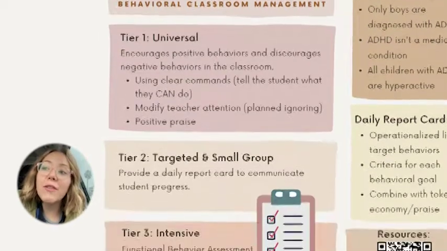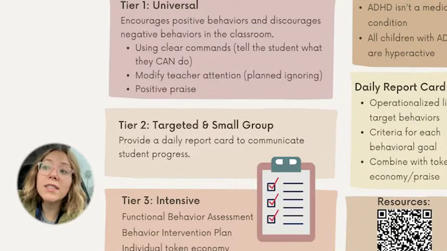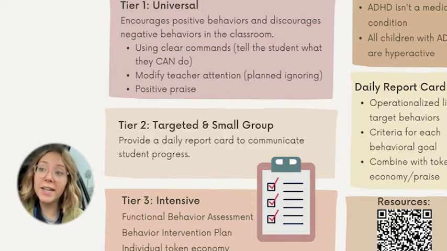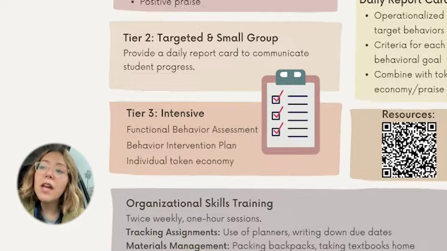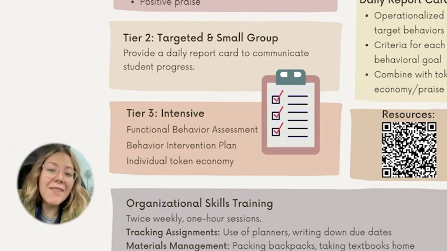At the tier 2 level, students who would benefit from more targeted support can begin doing things like receiving a daily report card, have some responsibility with their parents and their guardians, and that can help with more specific behaviors. They can even do a token or reward system. And then at the tier 3 level, students can receive even more intensive support by receiving a functional behavior assessment and developing a behavior intervention plan.